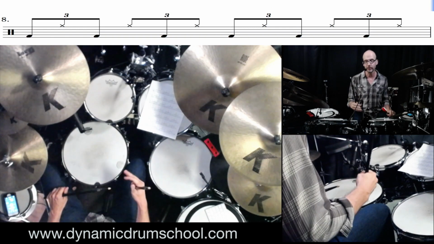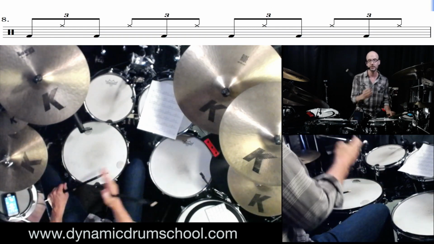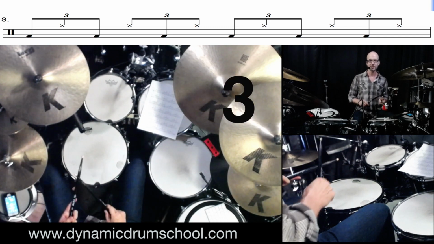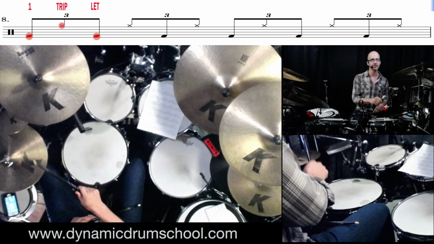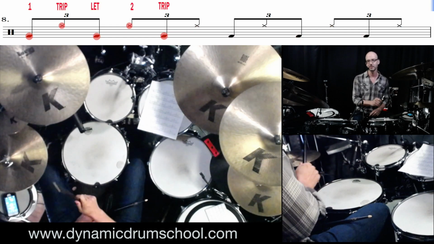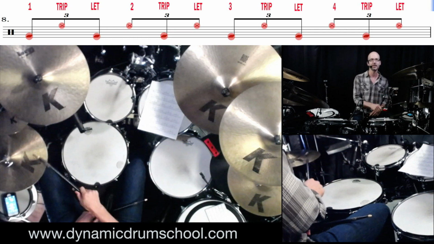Now we're going to do the reverse, just do the bass drum of the first partial, and then go into the hi-hat. 1 triplet, 2 triplet, 3 triplet, 4 triplet, 1.